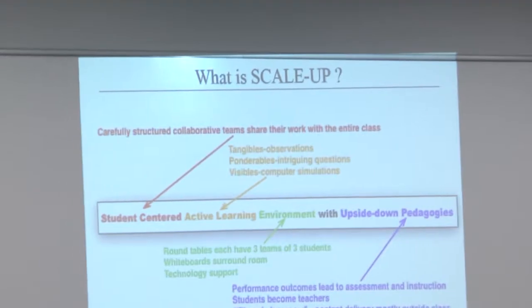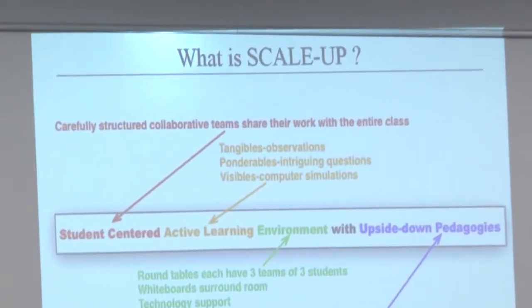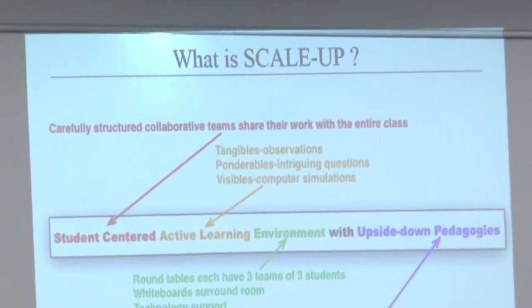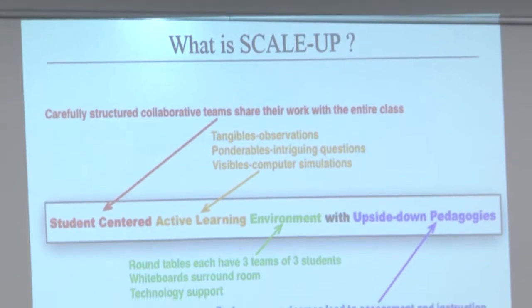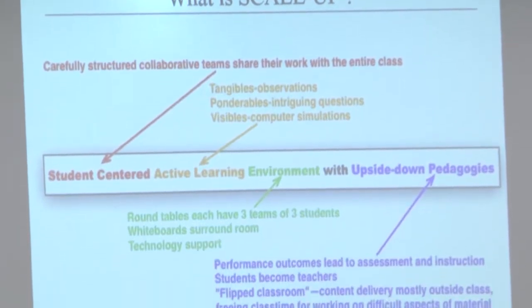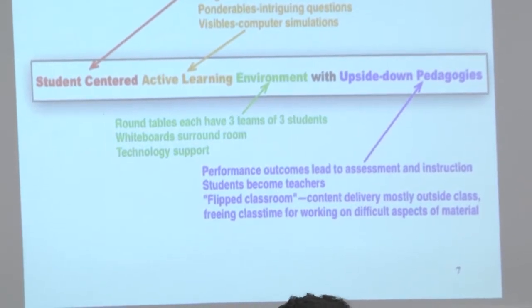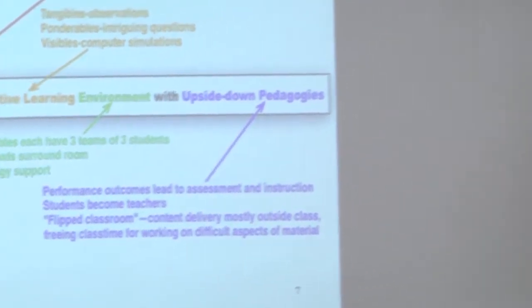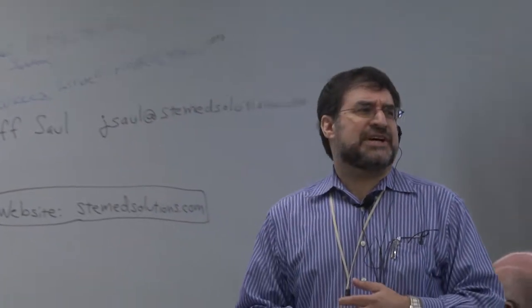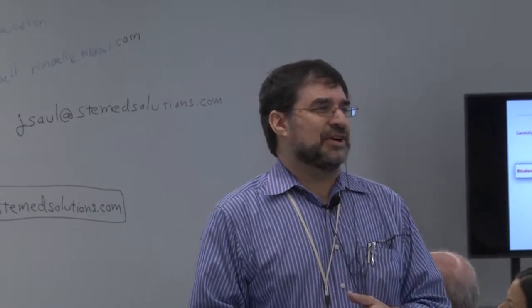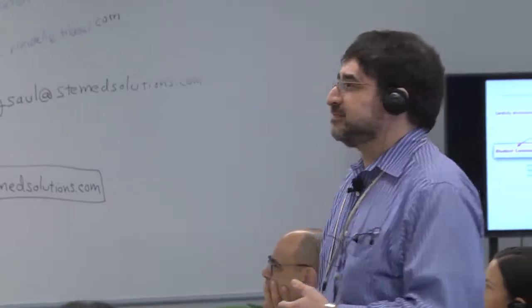Active learning, well, that's what we've been learning about for the last day or so. The environment, as I said, this whole room here is a classroom environment. Round tables with three teams of three students, ideally. Whiteboards around the room, technology support. Now, just out of curiosity, how many of you have heard of upside-down pedagogies or an upside-down classroom? Okay, a couple.